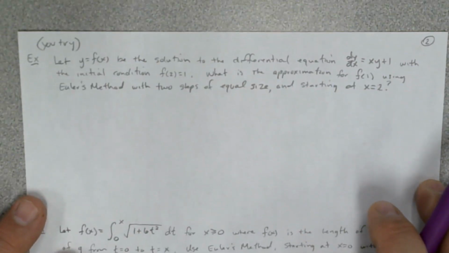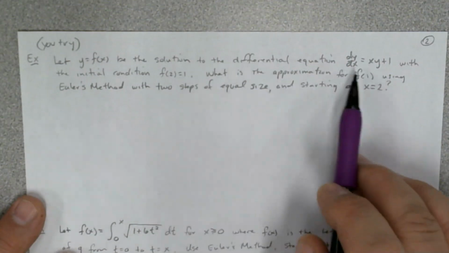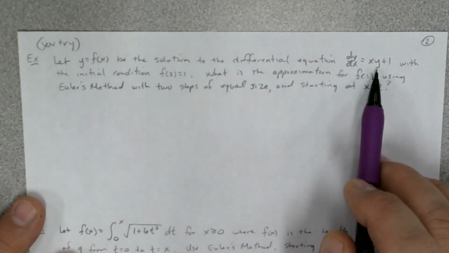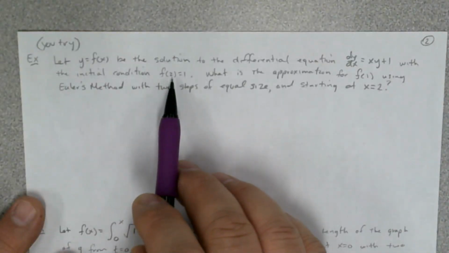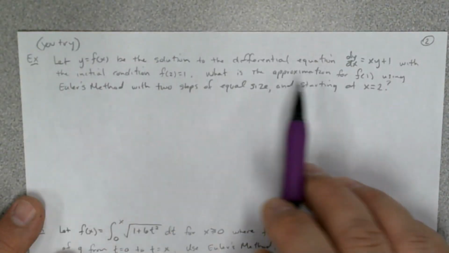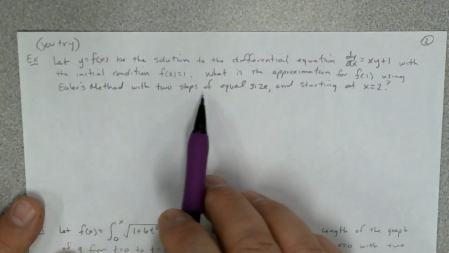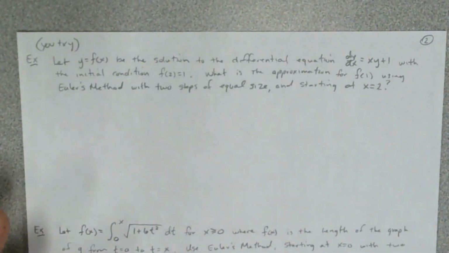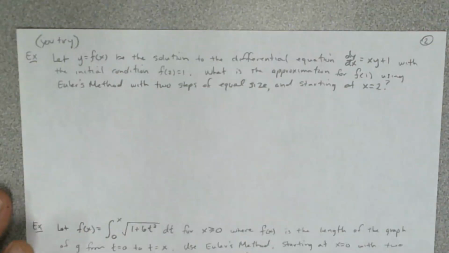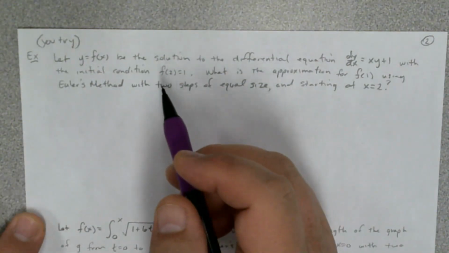Okay, so y is a solution to the differential equation dy dx equals x times y plus 1 with the initial condition of f of 2 is equal to 1. What is the approximation of f of 1 using Euler's method with two steps of equal size starting at 2? So take a pause here and see if you can figure this out on your own using the process I just showed you. And go ahead and pause it, and then I'll do it myself. Okay, so hopefully you have yours, and so here we go.